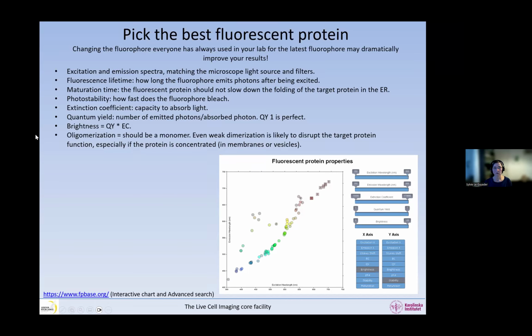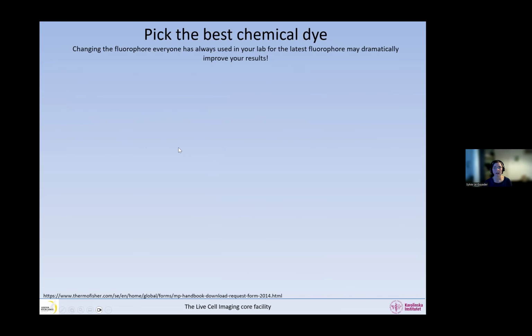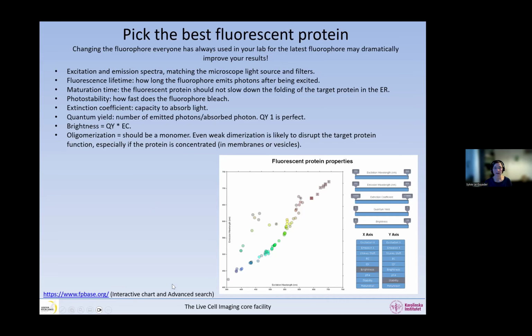Another thing that is important to consider is the oligomerization. So there is a little click box that you can click to say, show me only monomers. Even weak dimerization is likely to disrupt the target protein function. So this has been a problem with old fluorophore proteins where they were binding to each other, basically. So you get the two fluorophores binding and the protein of interest is dragged with. So this is not good. And this is the reason why we want to only use fluorescent proteins that are true monomers. So you can look at fpbase.org and look at the interactive chart, and I'm sure you will discover new proteins that you didn't think were much better than your own.